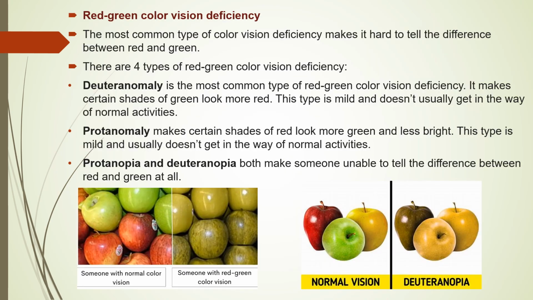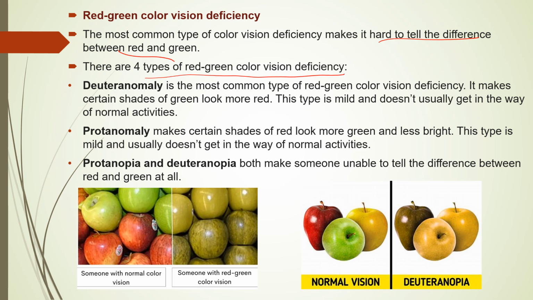So first comes red-green color vision deficiency. This is actually the very common deficiency which is seen in the colorblind person. The most common type makes it hard to tell the difference between red and green. So they are unable to find out the difference between red and green. There are 4 types of red-green color deficiency.